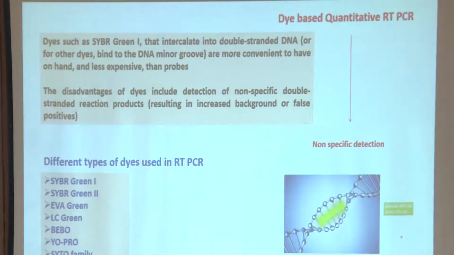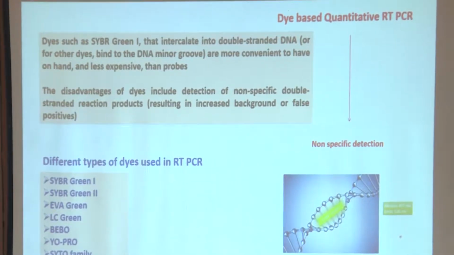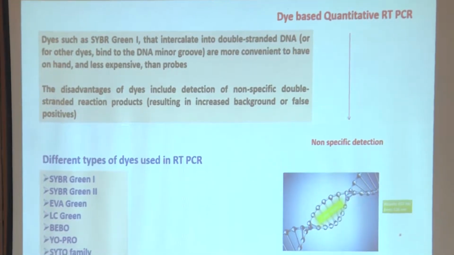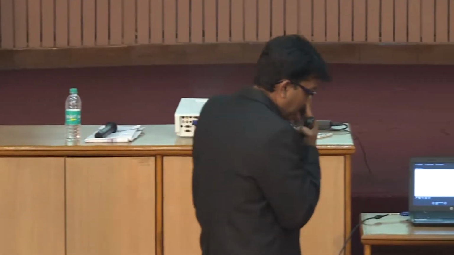These are some options. Do not think it is only SYBR Green all the time. Different chemicals are available which can bind with this DNA, starting from SYBR Green 1, SYBR Green 2, EvaGreen, LC Green, PicoGreen, YO-PRO, Cyto family, and there are many. This is the principle behind SYBR Green based real time PCR.